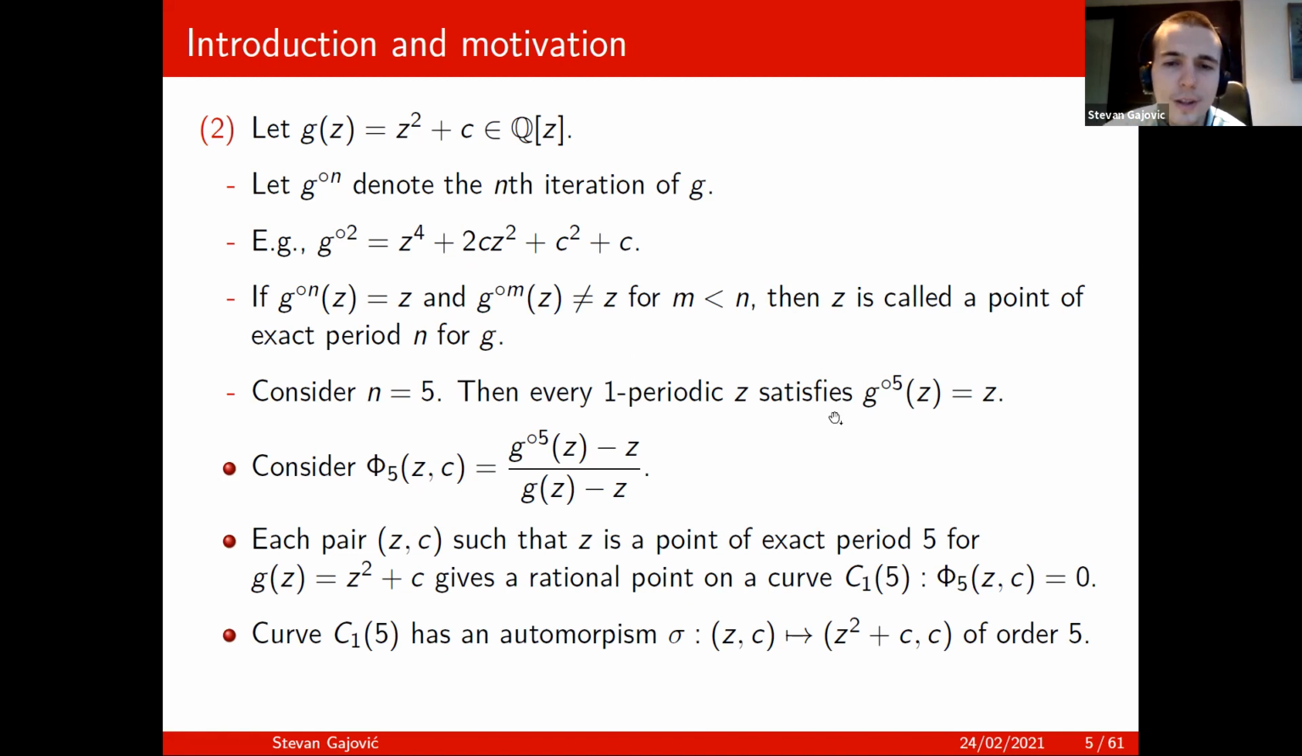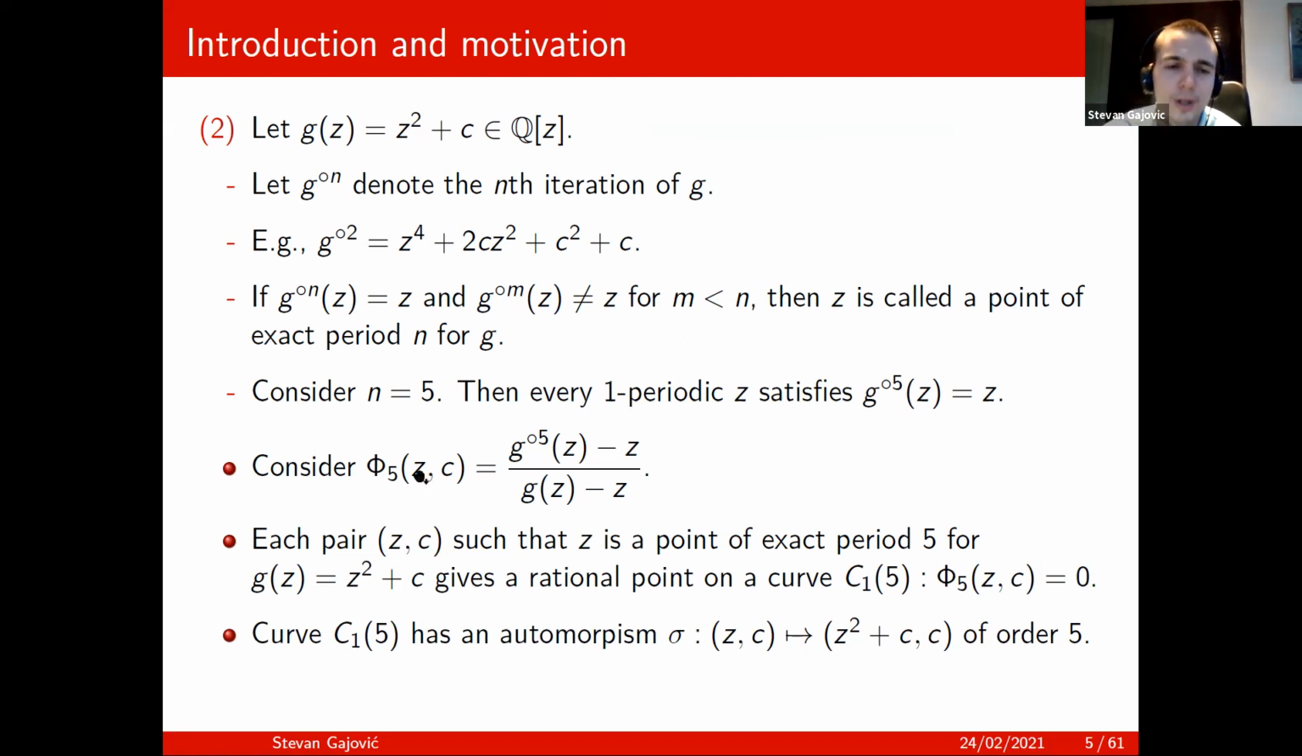And this is Φ5(z, c), and it is indeed a polynomial, because if something vanishes in the denominator, then it's a fixed point. So it's a fixed point of the fifth iteration. So this is indeed a polynomial in z. And if something is a fixed point of the fifth iteration of g, then this is 0.